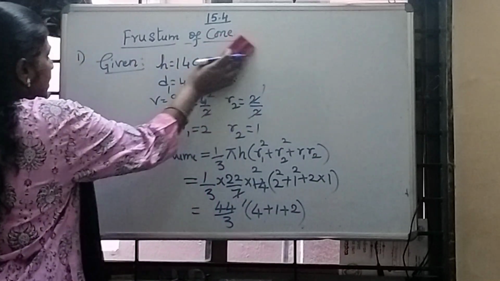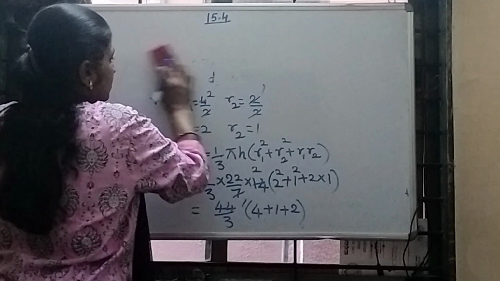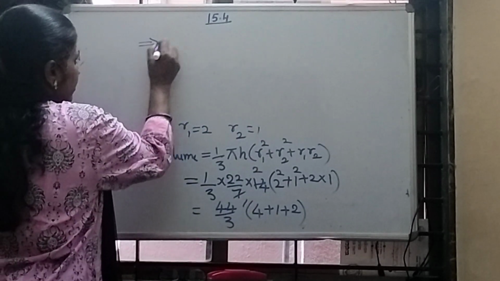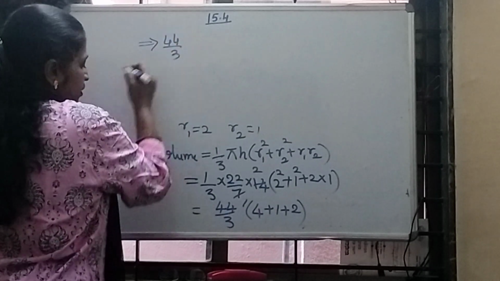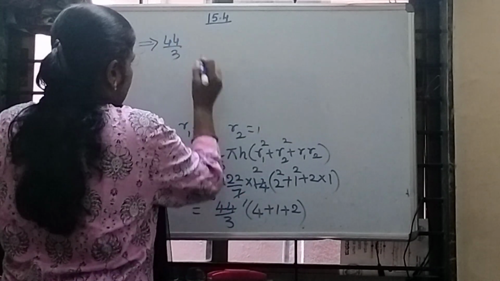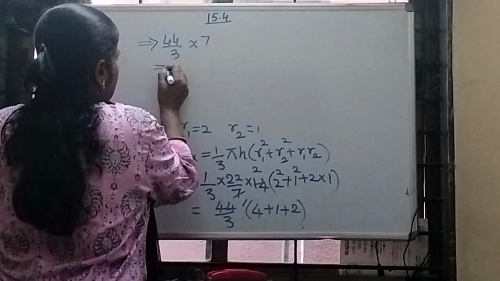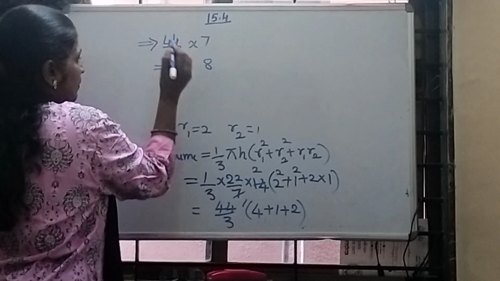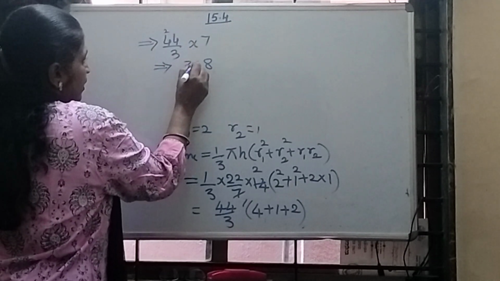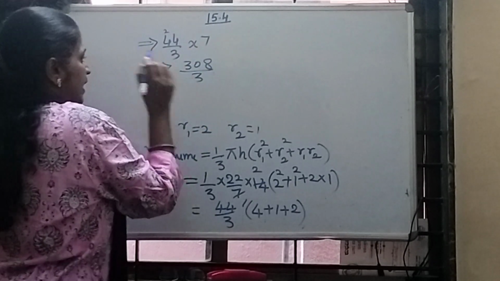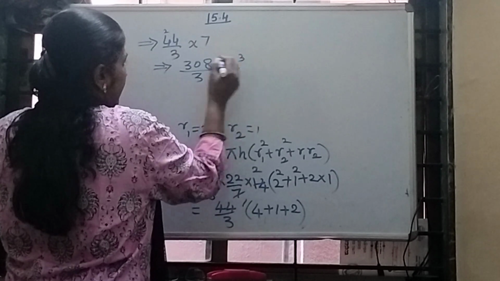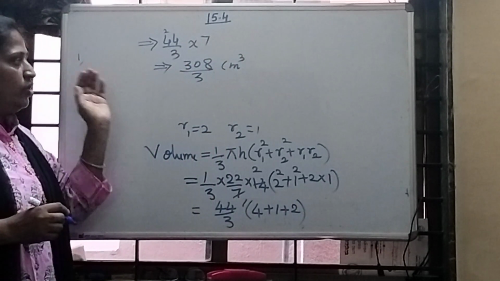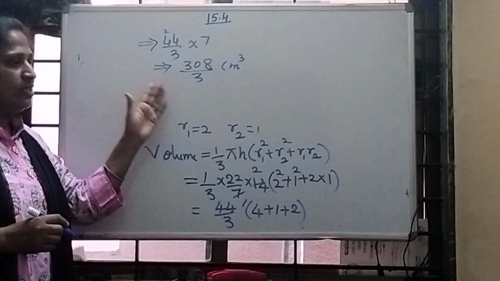Continuing with the remaining part, it is 44 by 3 into 4 plus 3 is 7. So multiply: 7 fours are 28, plus 2 is 30, divided by 3. You can just write 308 by 3 centimeter cube. This is also correct. It is not necessary that you keep it in decimals only.